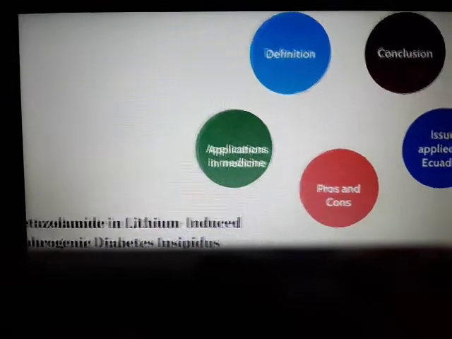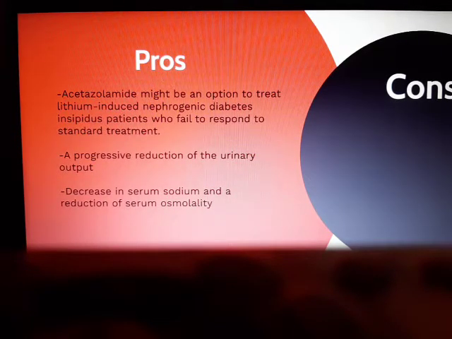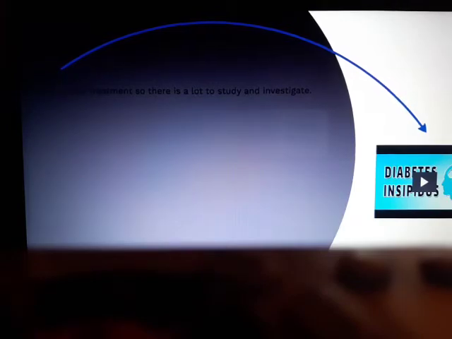Pros and cons. In pros, we have acetazolamide might be an option to treat lithium-induced nephrogenic diabetes insipidus patients who fail to respond to standard treatment, a progressive reduction of the urinary output and decrease in serum sodium and a reduction of serum osmolality. In cons, we have that it is a new treatment, so there is a lot of study and investigation.